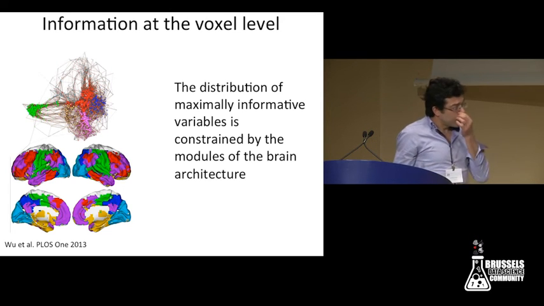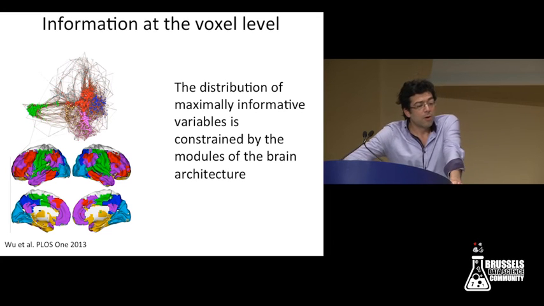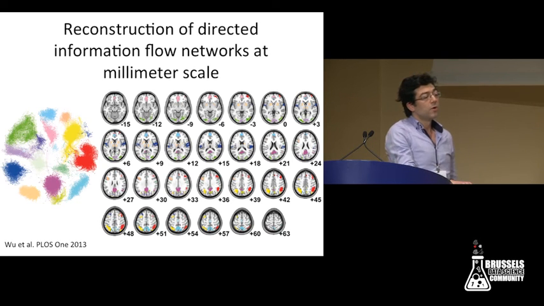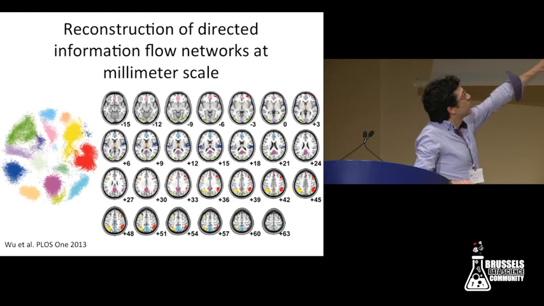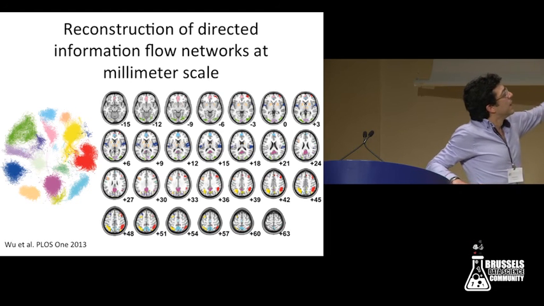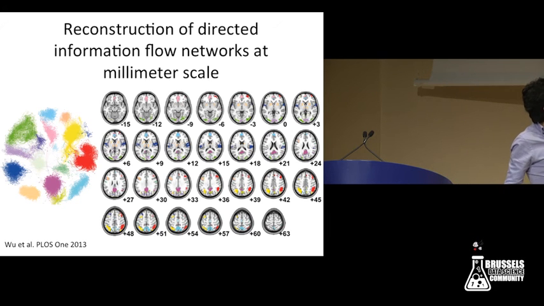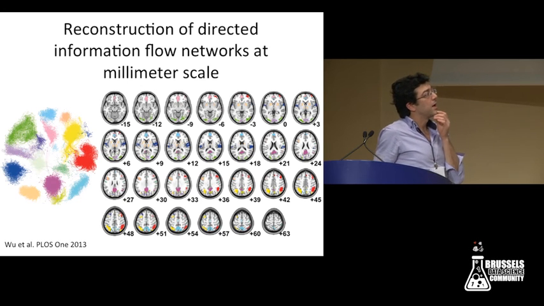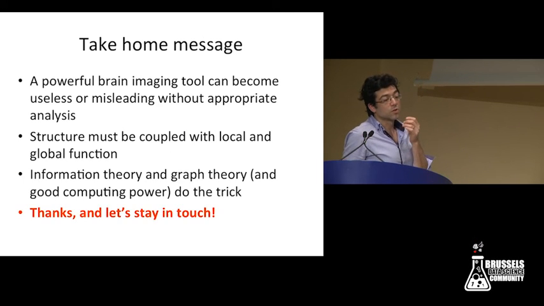So in this way, we were able, in our lab a couple of years ago, for the first time, to construct the network of directed information flow at millimeter scale. Here you see the modules of this network, and on the right you see where these modules are located in the brain, giving a lot of insight on brain function in terms of networks.